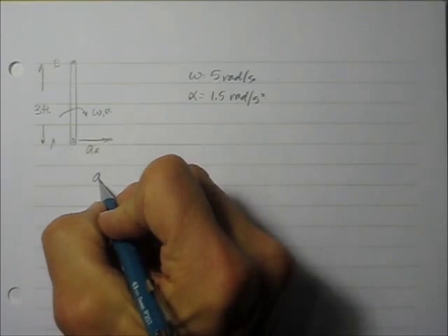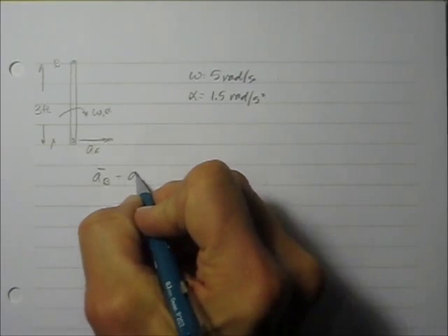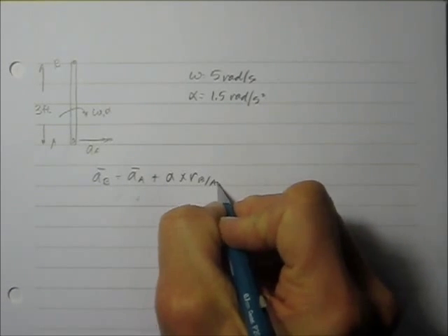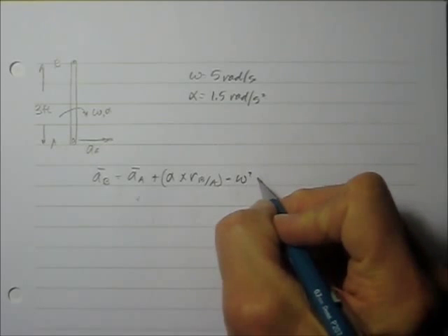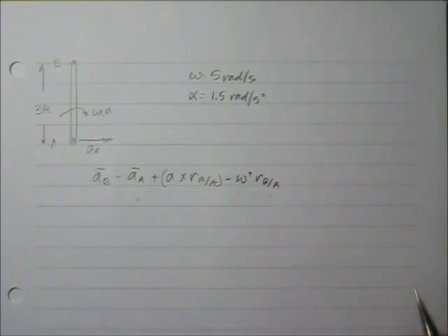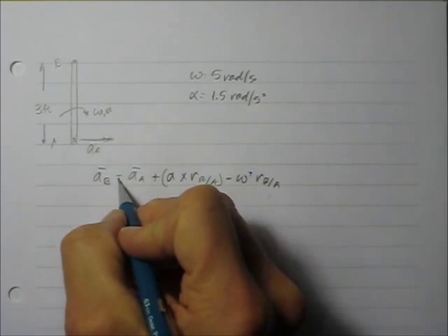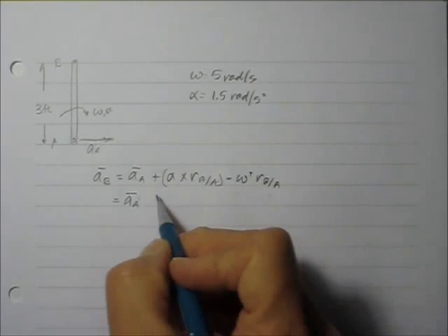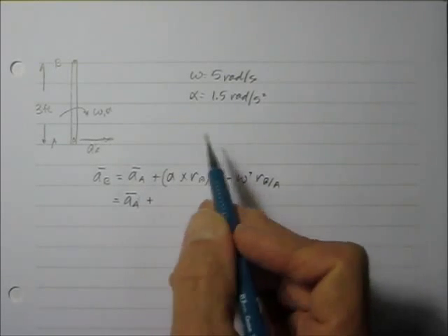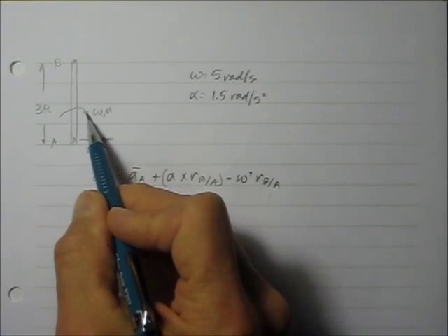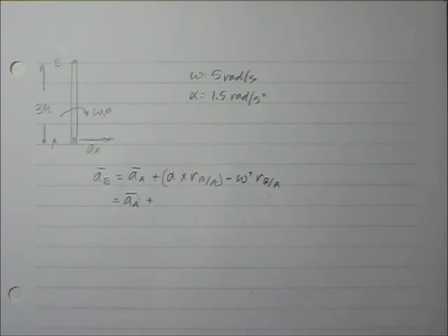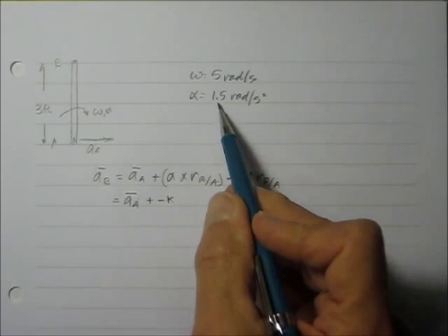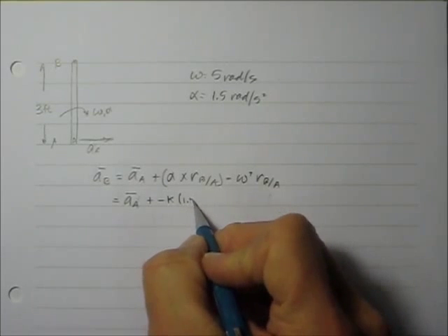So we're going to write the equation. Acceleration of B is equal to the acceleration of A plus alpha cross r of B with respect to A minus omega squared r of B with respect to A. Okay, now let's just fill in the gaps and see where we are. So I'm going to say that that's equal to acceleration of A, and then we have an alpha, and we're going to say that it's going in this direction, which is clockwise, so that would be minus k, and alpha was given as 1.5, so that would be 1.5.